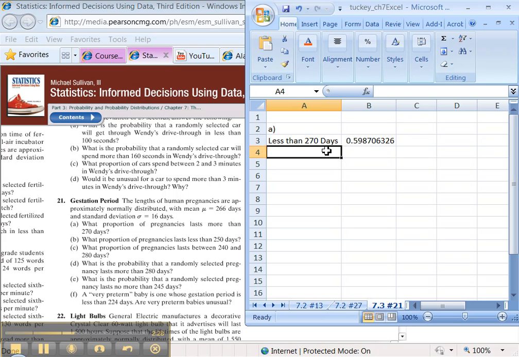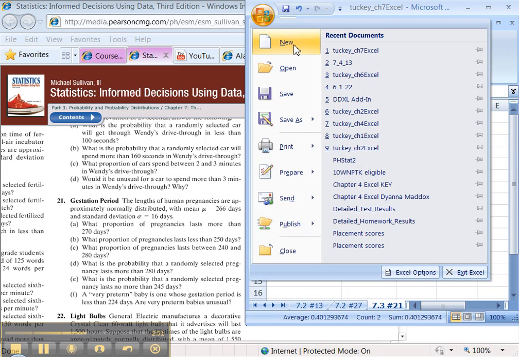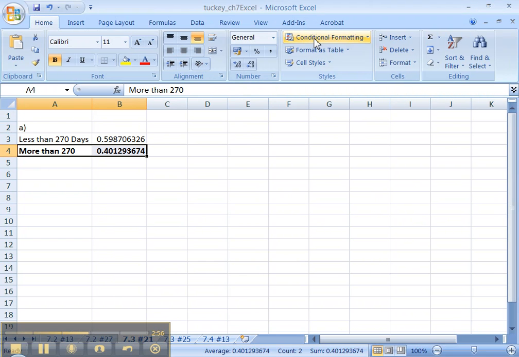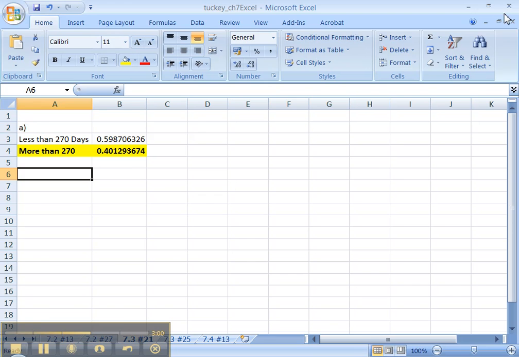All right, now with that said, more than 270 would be 1 minus this number. The one we found above is to the left of 270, and the number we're finding here is to the right. Now notice, what do the two of them have to add up to? 1, and they do. So let me bold this, and oops, not that menu, the home menu. Let me make it bigger so I can see what I'm doing. There it is. Awesome.